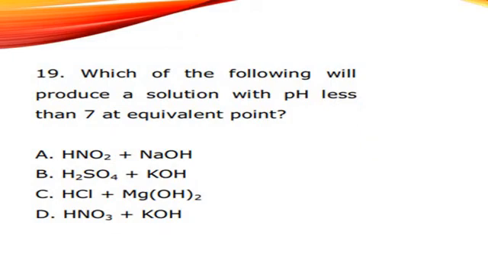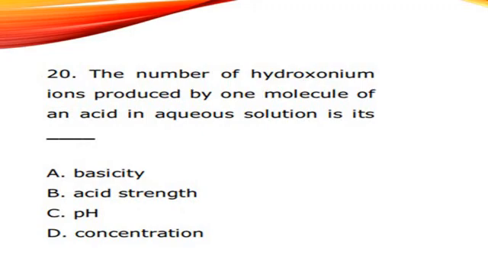The next question is question 20, which says the number of hydronium ions produced by one molecule of an acid in aqueous solution is its A. Basicity, B. Acid strength, C. pH, and D. concentration. Our answer is basicity, as the definition of basicity is the number of hydronium ions produced by a molecule of an acid in aqueous solution.